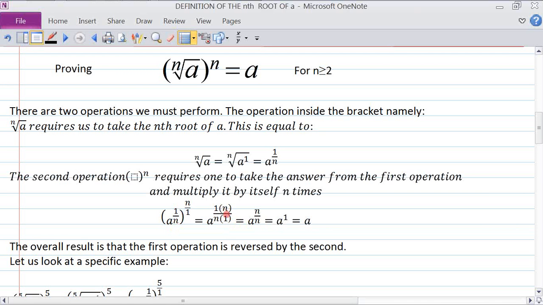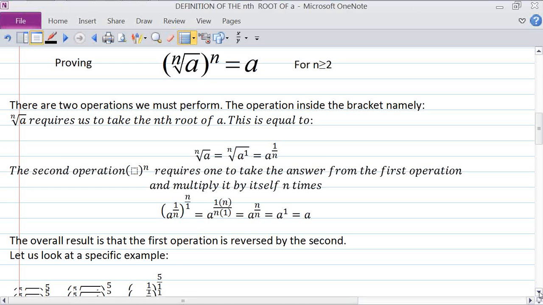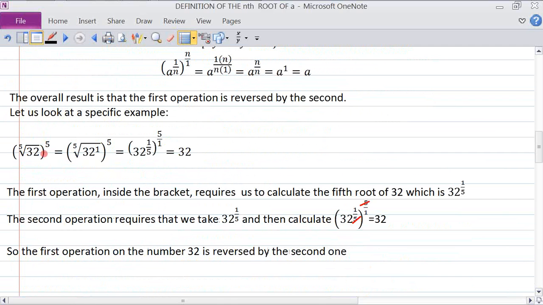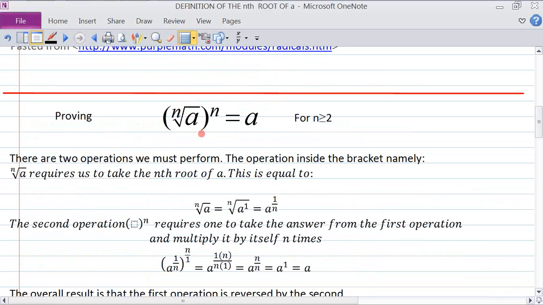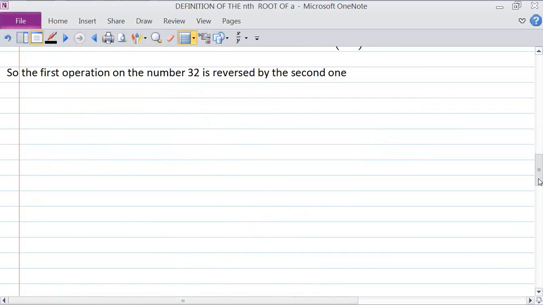And notice the n's will cancel. We get n over n because 1 times n is n, and n times 1 is n. n over n is 1. a to the 1 is the same as a. Let's take a look at some specific examples. The overall result of this is that the first operation is reversed by the second one. If we go back over here, whatever we did here is reversed by here, and we're left with a.